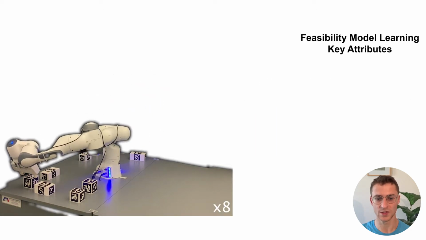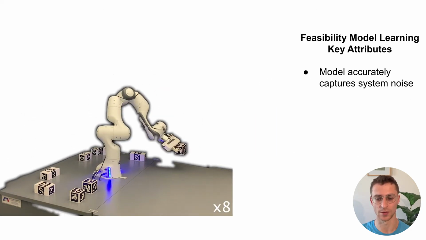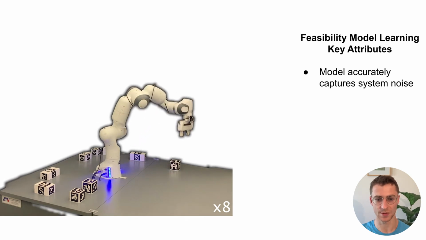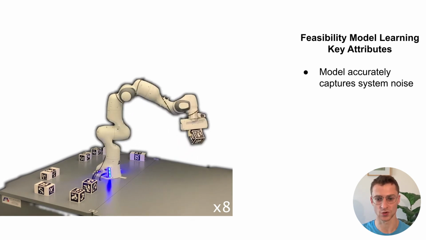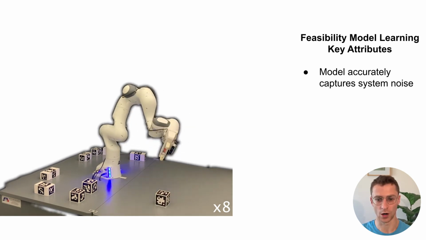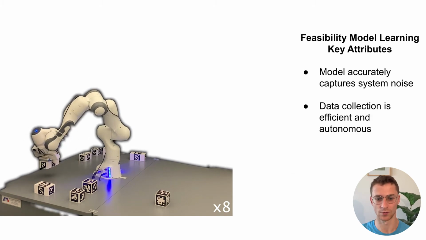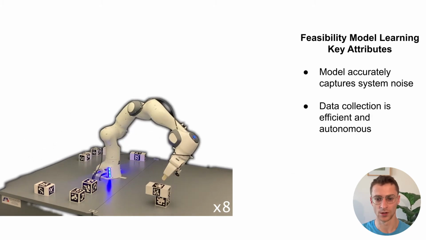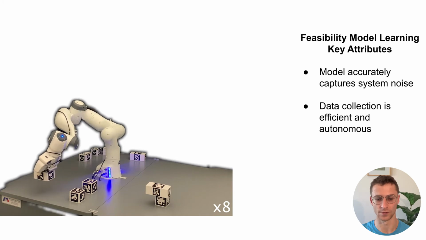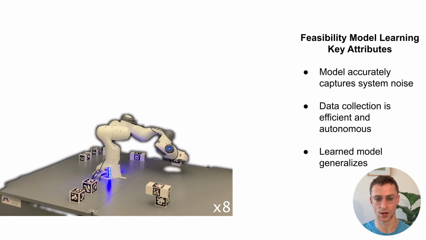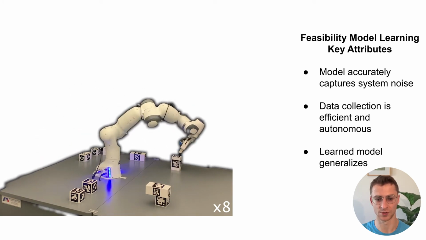To label a plan's feasibility, the robot must execute the plan in the real world. The process is expensive, sometimes taking up to 10 minutes to construct a single tower. Therefore, our approach must be data efficient to limit the amount of real-world experimentation needed, and autonomous to limit the amount of human intervention. In addition, a useful model is one which generalizes to multiple tasks.